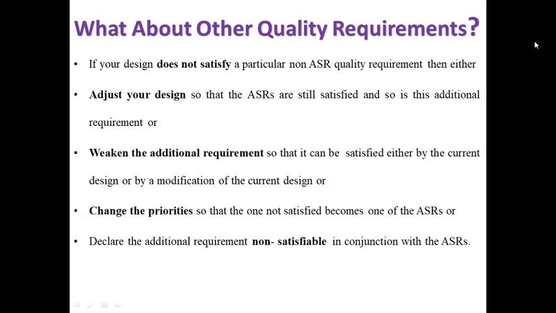What about other quality requirements? If the design does not satisfy this ASR, what has to be done? Either the design has to be adjusted or it has to be added with extra requirements, that is, the additional requirements have to be weakened or modified. Clear? So according to the modification, the priorities have to change, and based on that it has to be decided whether the requirements are satisfiable or non-satisfiable.